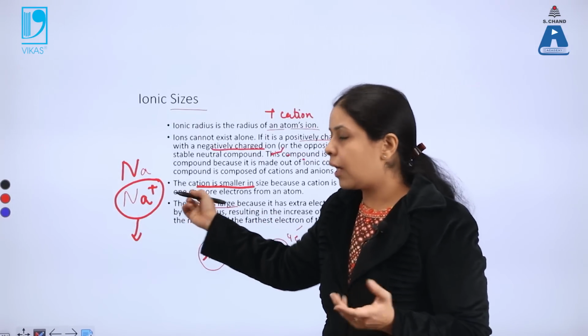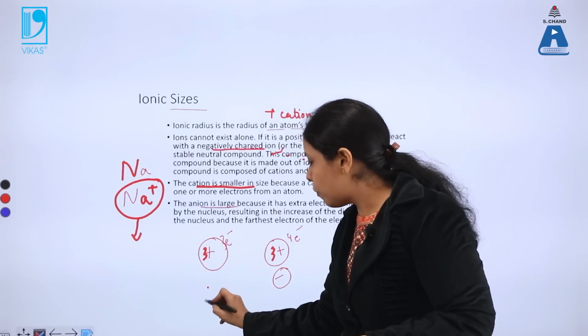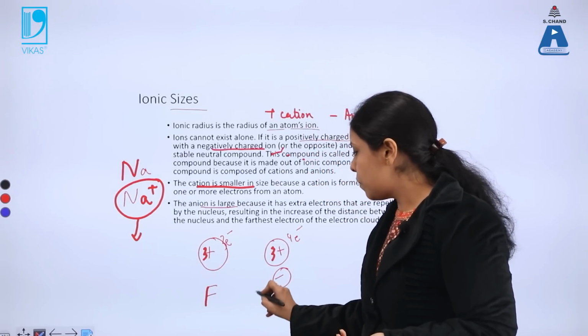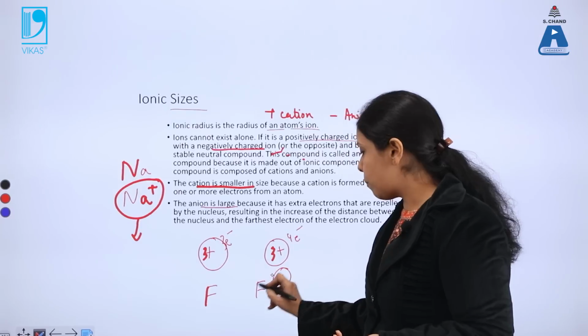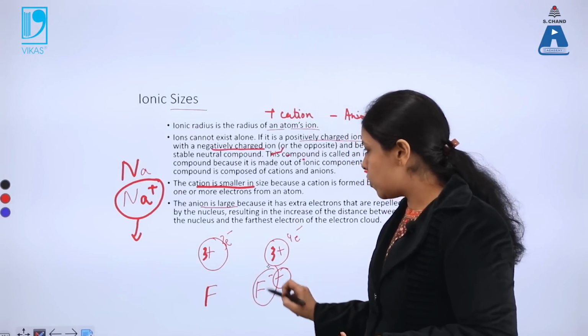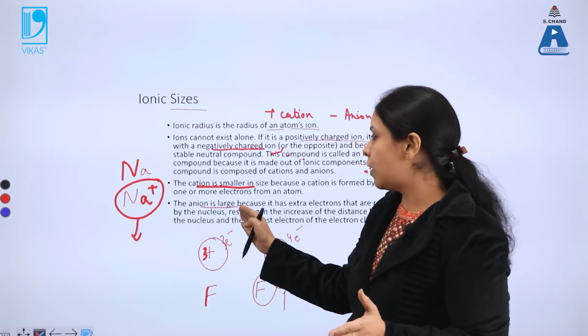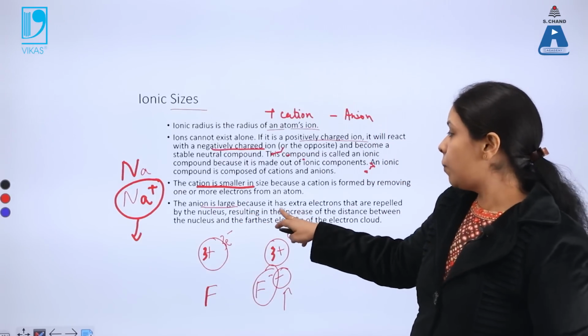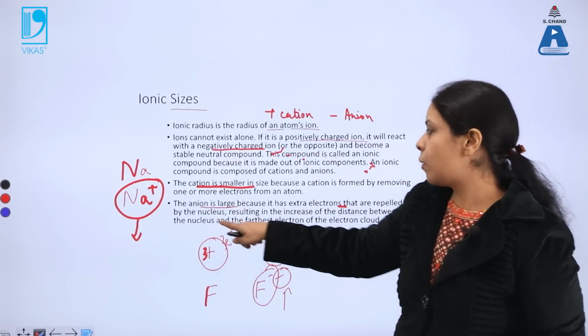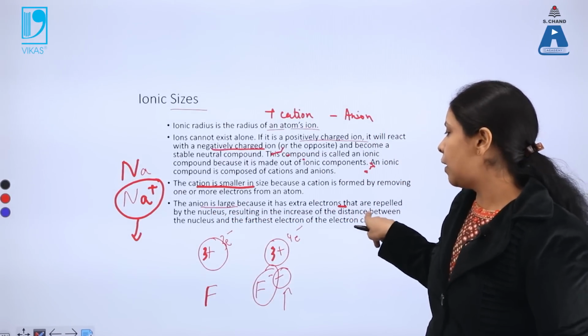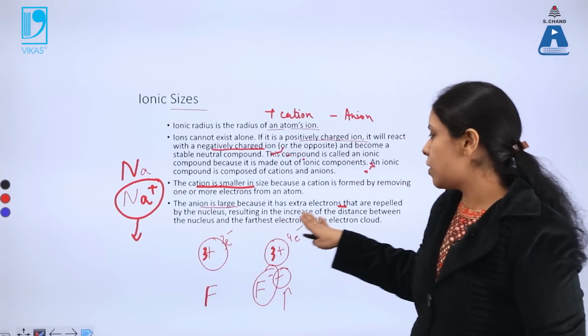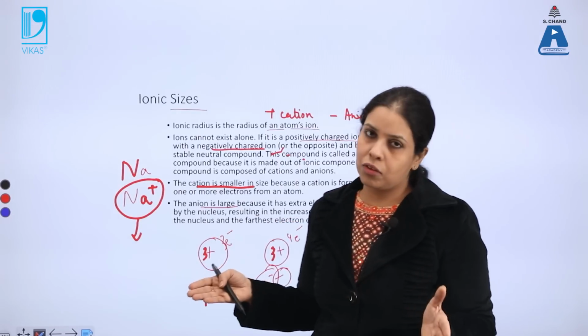For example, if I consider a halogen, this is F and this is fluoride, F minus. So this would always be higher in ionic radius, or the anion would always be large, because it has extra electrons that are repelled by the nucleus, resulting in an increase of the distance between the nucleus and the farthest electron of the electron cloud.